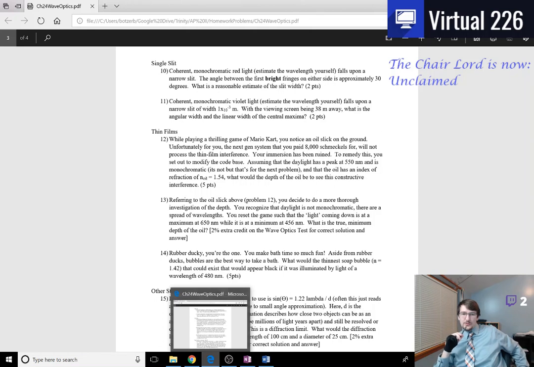So to remedy this, you set out to modify the codebase, assuming that the daylight in the game has a peak at 550 nanometers and is monochromatic. We know it's not, but let's just assume for a second that it is. And that the oil has an index of refraction of 1.54. What would the depth of the oil be to see this constructive interference, or the light at a maximum?